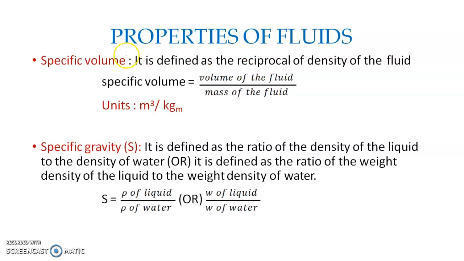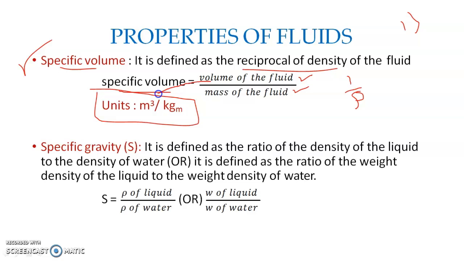Next, under properties of fluids, specific volume. The density is over. The next topic is specific volume. It is defined as the reciprocal of density of the fluid. Reciprocal of density means 1 by rho. So specific volume is equal to volume of the fluid divided by mass of the fluid. It is the ratio of volume by mass that is called specific volume. The standard unit: volume is represented by meter cube, and mass is represented by kg.